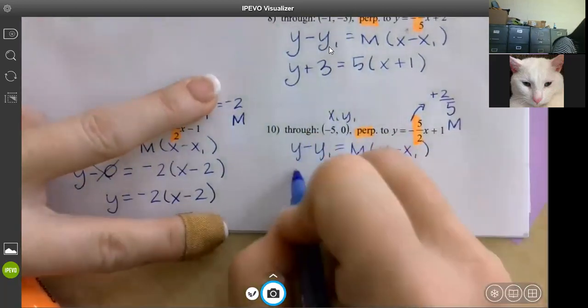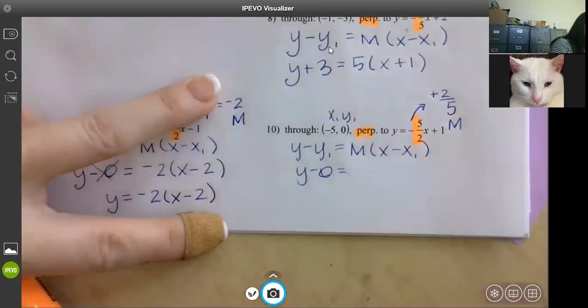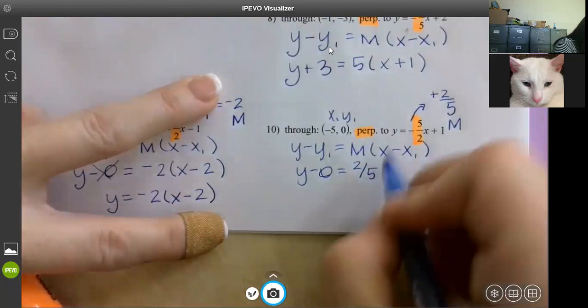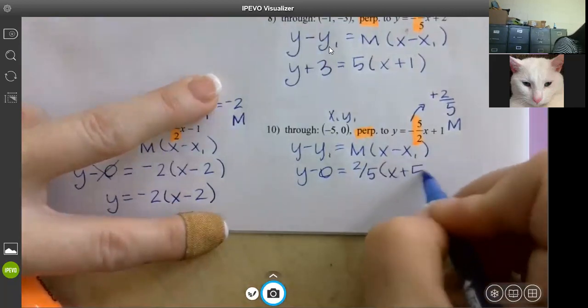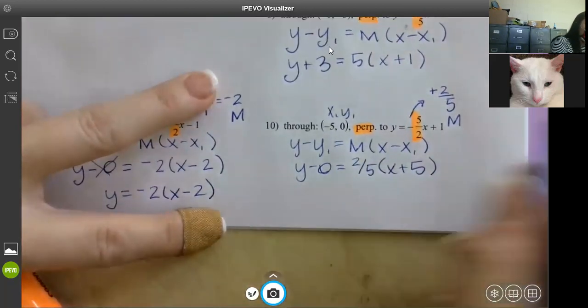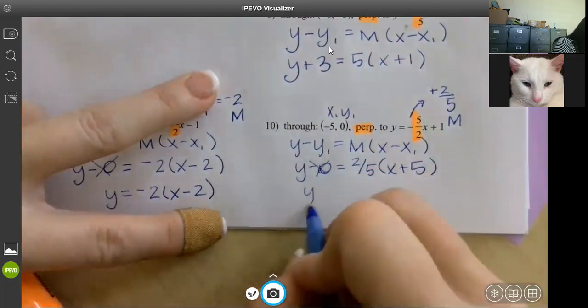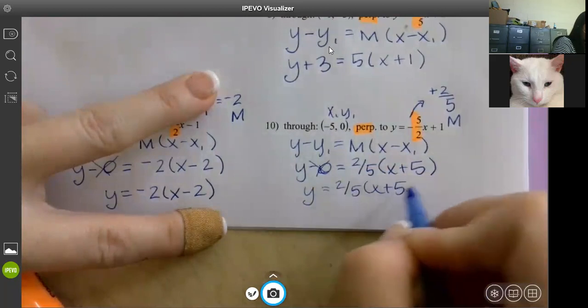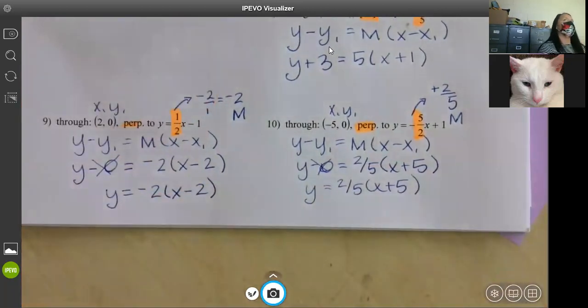Your y-coordinate again is 0, so it really doesn't matter. Your m is 2/5. Your x-coordinate is -5, so in the equation it should be +5. Remember that the 0 doesn't matter, so we just take it off. And that's your point slope form.